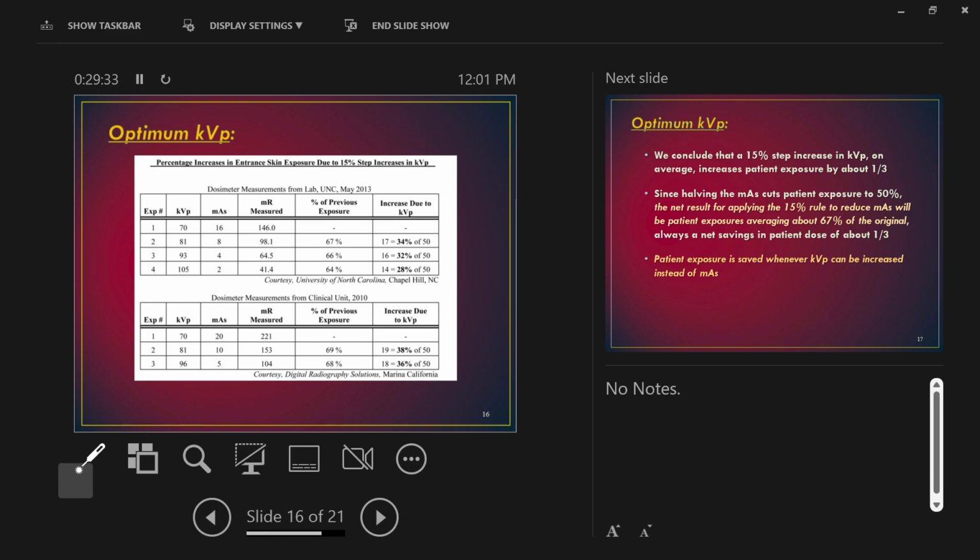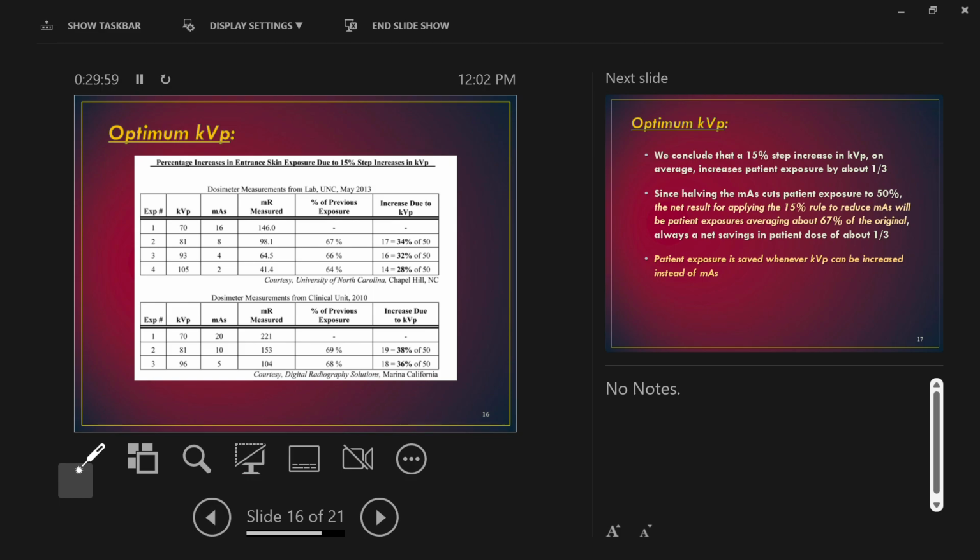But look what happened to the measured radiation. The first one measured 146 millirad. The second one only measured 98 millirad, okay? The second one had less radiation, even though the image receptor would have seen the same thing, okay? 67% of the original exposure. We're down 33-ish%, okay? 34 is what they say, okay?